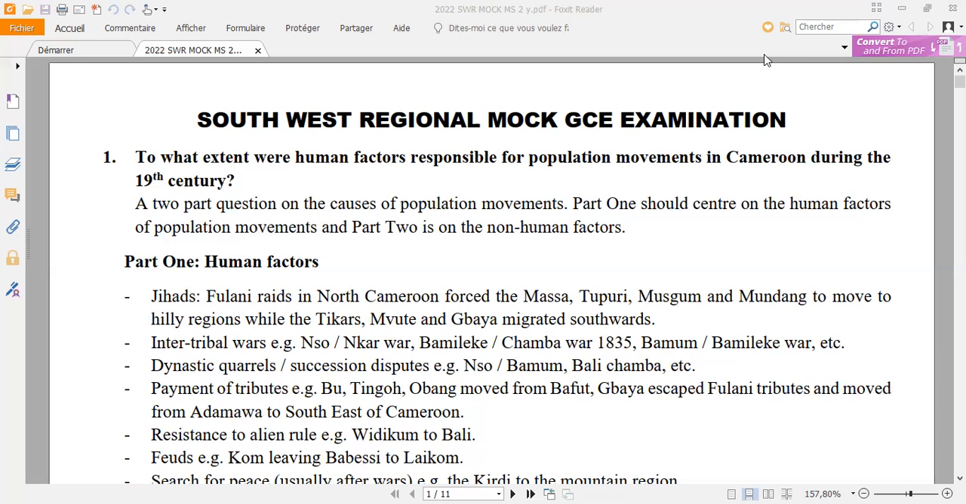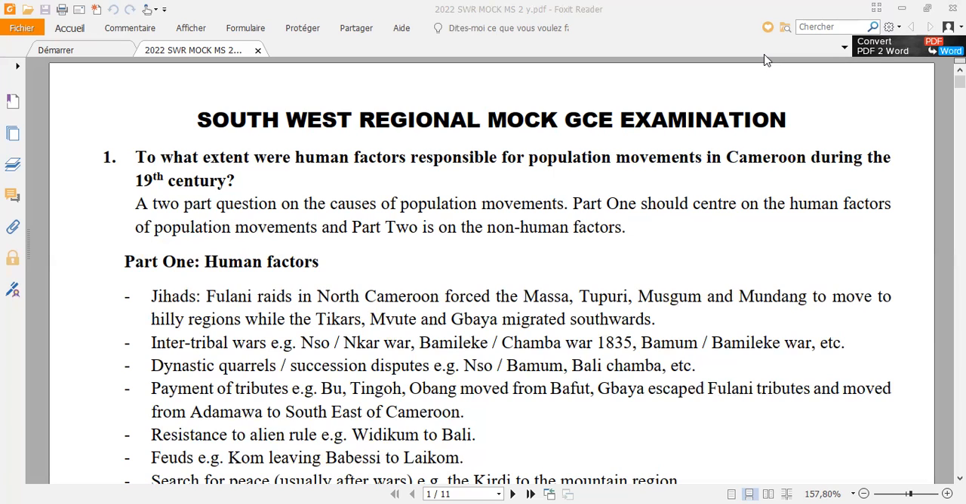Now, our key term here that will enable us to interpret the question very well is the phrase "to what extent." Dear candidate, whenever you have "to what extent," take note that the question will always be a two-sided question. Another key term here is "human factors." When we talk about human factors, these are factors caused by man. So the interpretation of this question is that it's a two-sided question centered on the causes of population movement. The first part will center on the human factors of population movement, and the second part will focus on the non-human factors of population movement.